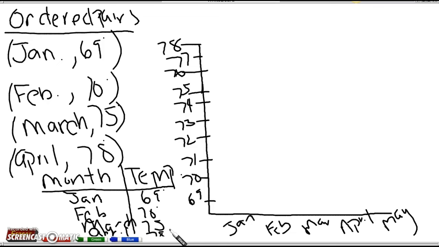And then we can graph it. So let's go ahead and graph it. January is 69 degrees, February 70 degrees, March 75 degrees, April 78 degrees, and then we can do a mapping.